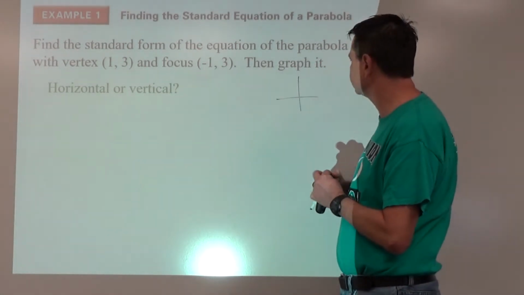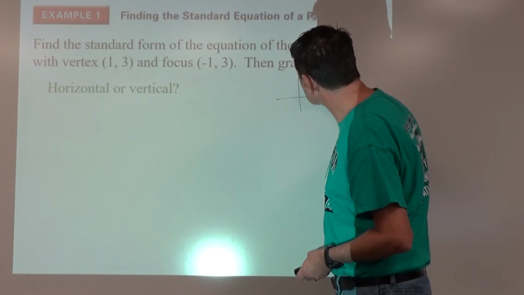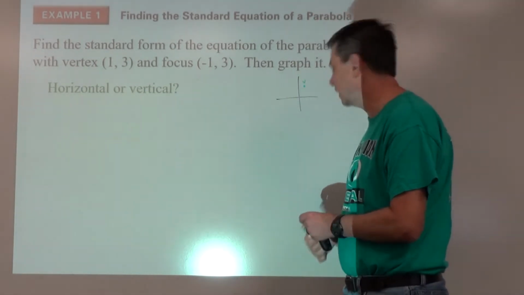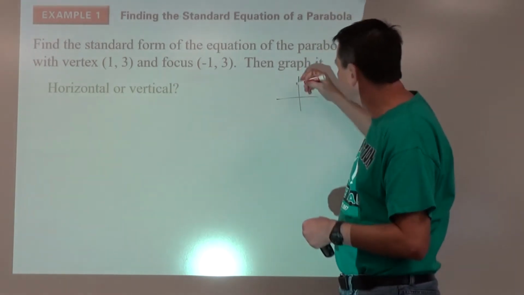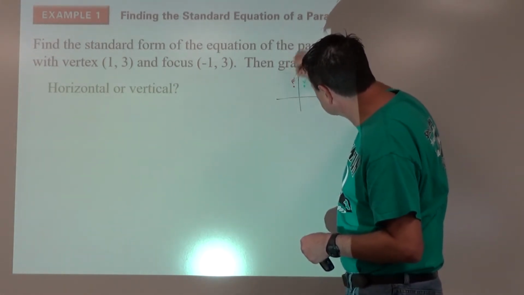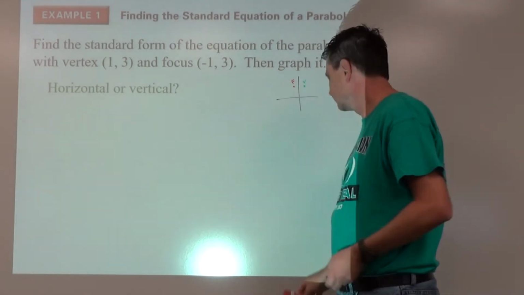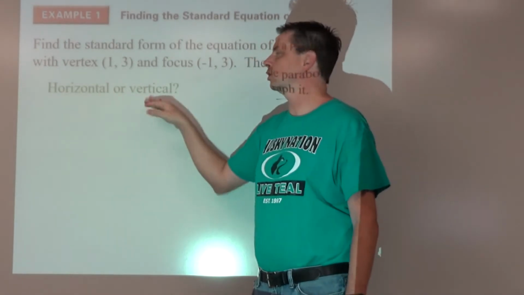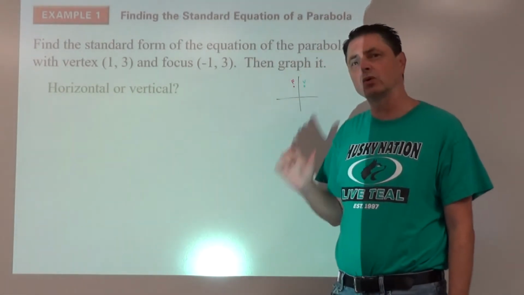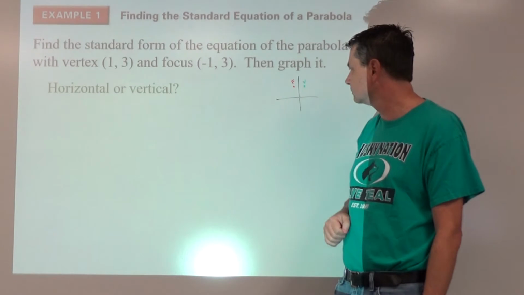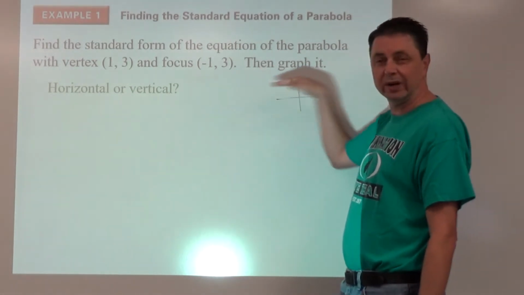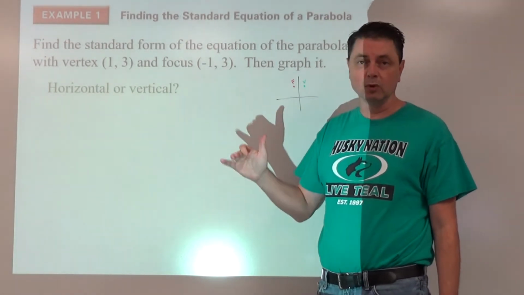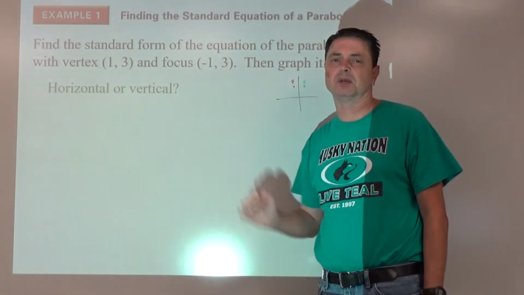At (1, 3), and a focus at (-1, 3). So we got to decide, is our parabola going to be of the horizontal or vertical style? And when we talk about that, we're talking about the axis of symmetry. Well, our points line up horizontally, so it's going to be horizontal, which is our not normal one, which means that there's going to be the y that's being squared.